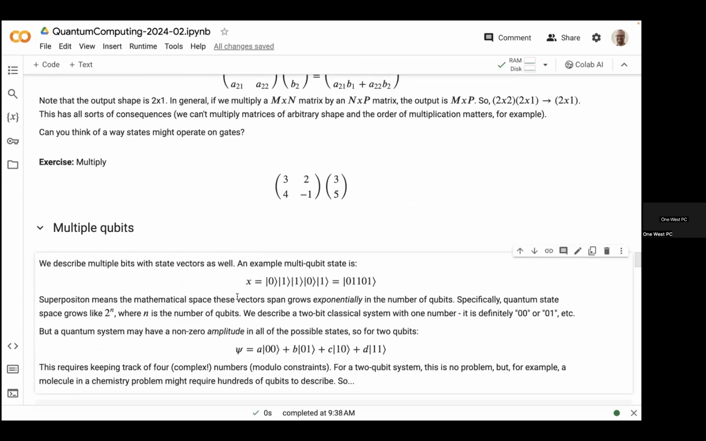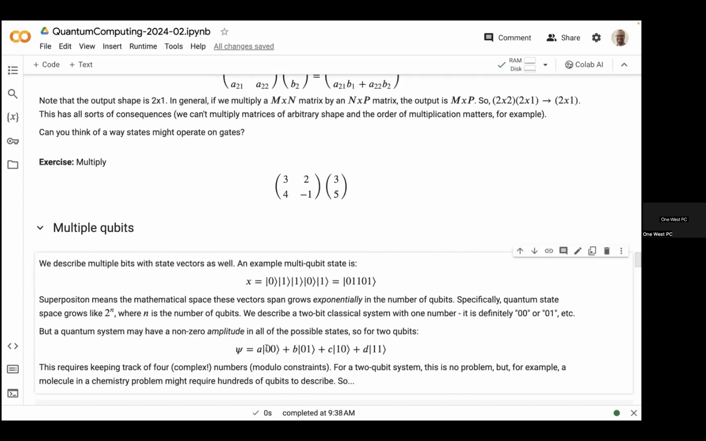Now, superposition means the mathematical space these vectors span grows exponentially in the number of qubits. So there's a 2 to the n popping up again, right? And there are some restrictions on what these values can be based on normalization conditions, right? But when we say that the number of terms I need to write down is growing exponentially, here's an example.